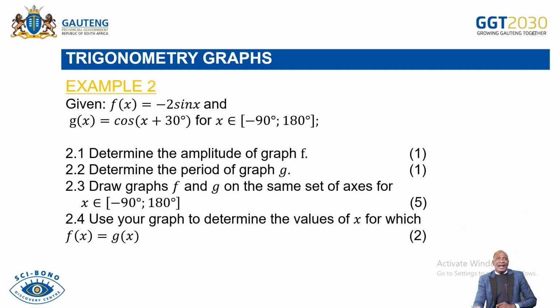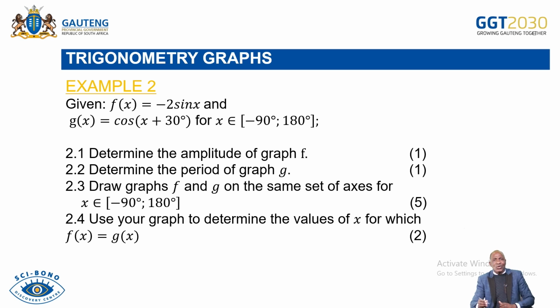We're moving on to our next example. This example is saying given f of x is equal to negative 2 sine x and g of x is equal to cos of x plus 30 degrees for x an element of the domain negative 90 degrees up to 180 degrees, same as the previous domain. And we want to draw these graphs on the same Cartesian plane, but before we draw them, let's get used to finding the frequency of the graph, if it ever has a frequency, and then we also find the amplitude and the period. Sometimes the periods get affected.